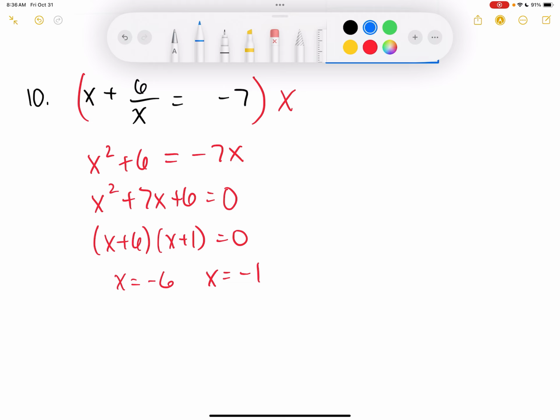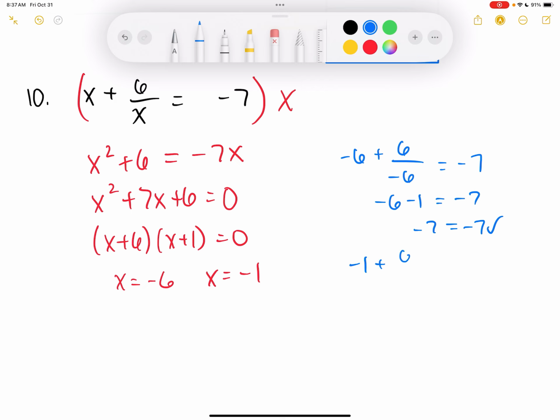Plug in to check. So I've got negative 6 plus 6 over negative 6 equals negative 7. Negative 6 minus 1 equals negative 7. So negative 7 equals negative 7. So that one's good.